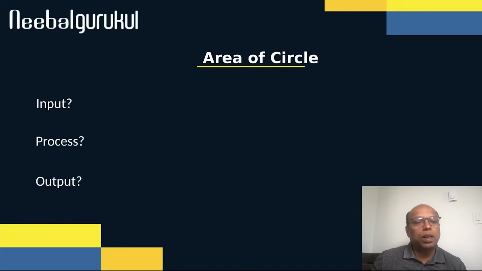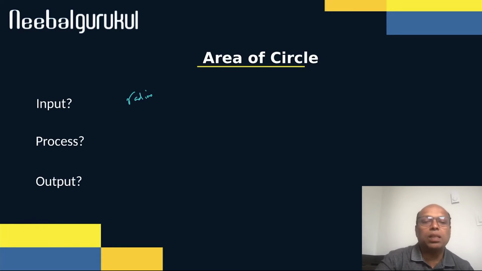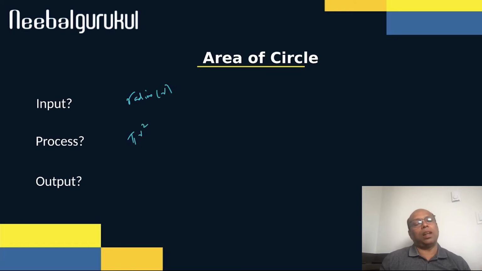My input needed is my radius, correct? Okay, my radius is the input needed. What is the process needed? The process is nothing but to find the area. The formula is what? Pi r square. So what is the radius? R is my radius. I take pi r square, right? And what is the output? I'll give area. The pi r square will give me the area. I'll store it in our area and give it.